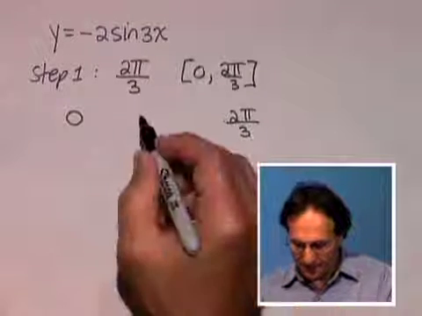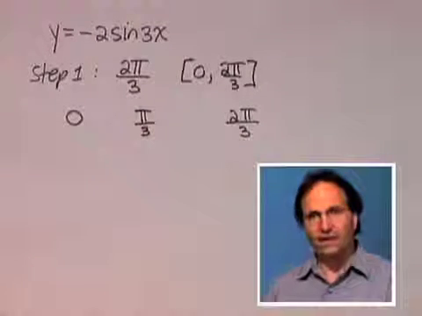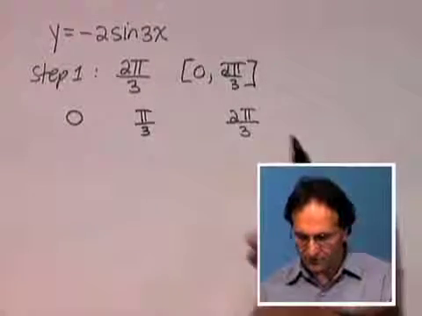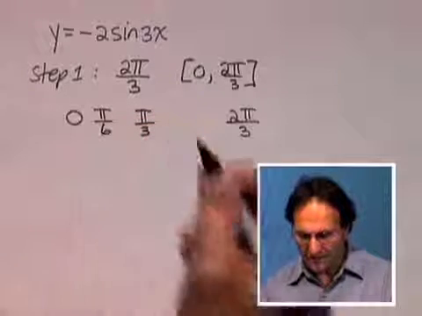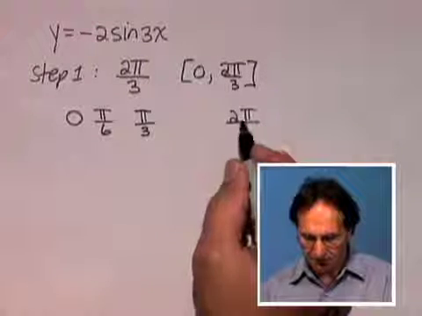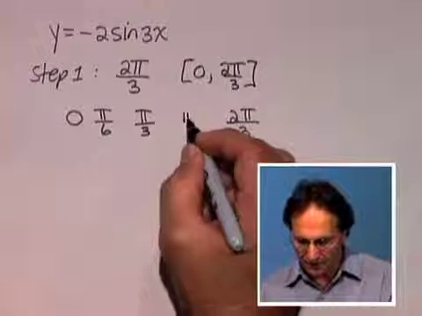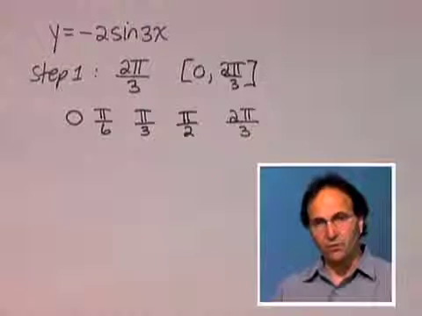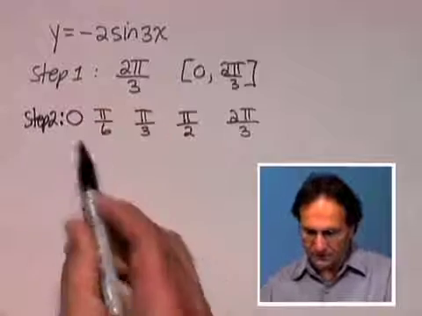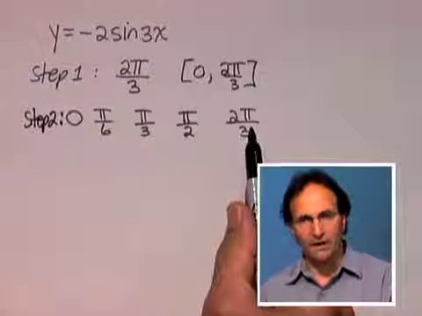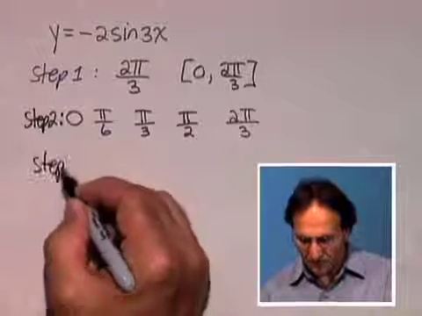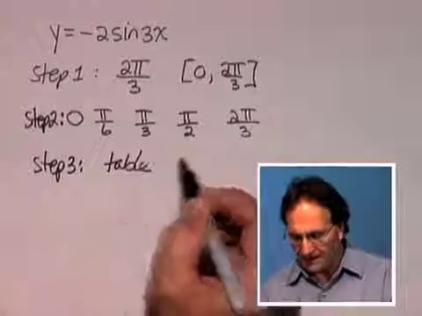Halfway would be pi divided by 3. 1/4 of the way, so 1/4 of 2 pi over 3 is pi over 6. 3/4 of the way, 3/4 of 2 pi over 3 is pi divided by 2. So that's step 2, to divide it into 4 equal parts, which gives us the 5 key points. Now, step 3 is to create a table.